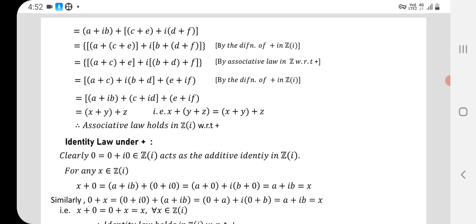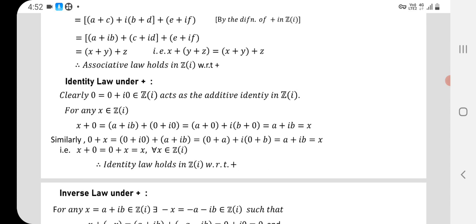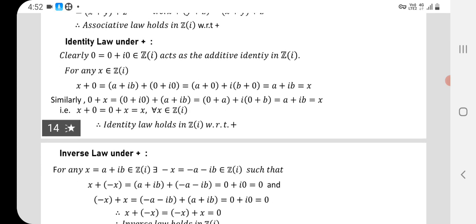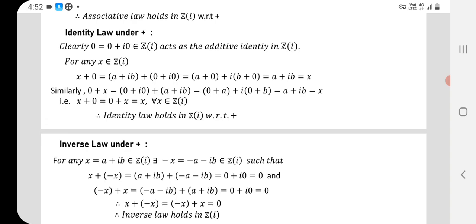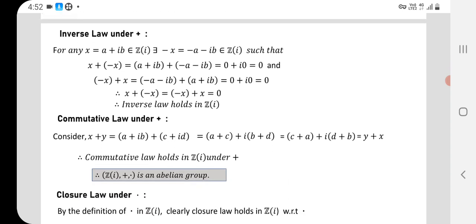Now here the zero element can be written as 0 plus i times 0. It is there in Z[i], and for any x, 0 can be written like that. So x plus 0 equals 0 plus x equals x for all x belonging to Z[i]. Therefore the identity law holds in Z[i]. Inverse law: for any x there exists an inverse minus x under addition, which also belongs to Z[i], such that x plus minus x is always 0. Therefore the inverse law holds in Z[i].